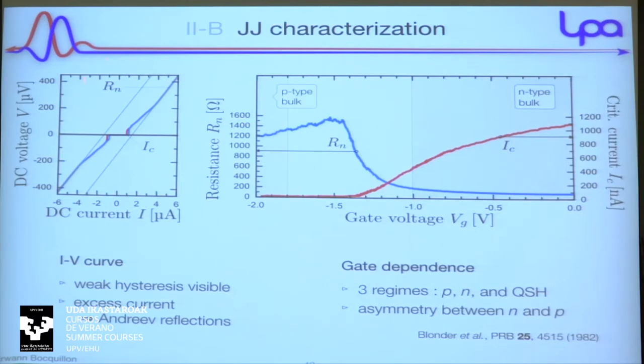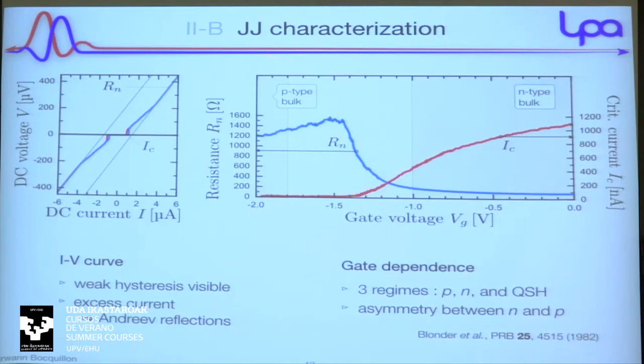And by looking at how the normal state resistance and the critical current change with the gate voltage, we can try to find how our junction behaves: in which case we are in the quantum spin Hall regime, in which case we are in a 2D regime of the conduction band, or in a 2D regime of the valence band. And this is what is plotted here, as a function of the gate voltage, the critical current and the normal state resistance. And you see the following things. On the right side, you have a large critical current on the order of a few microamperes, and a very low normal state resistance. This means you're in a 2D conduction regime, which corresponds to the valence band, which has a high mobility and can carry large critical currents. Then at some point, you see that the normal state resistance increases and the critical current decreases. And this signals the gap.